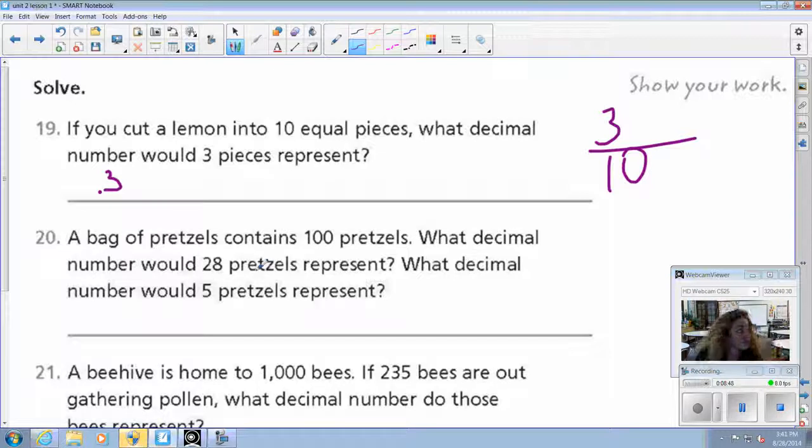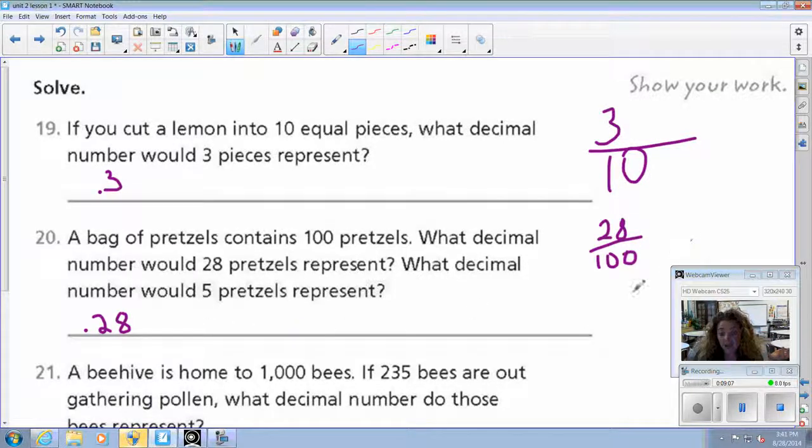A bag of pretzels contains 100 pretzels. What decimal would 28 of the pretzels be? Well, that's like 28 over 100, or 28 hundredths. So when I say it out loud, 28 hundredths, I'm going to put a 28, and I'm going to go out to my hundredths place value.